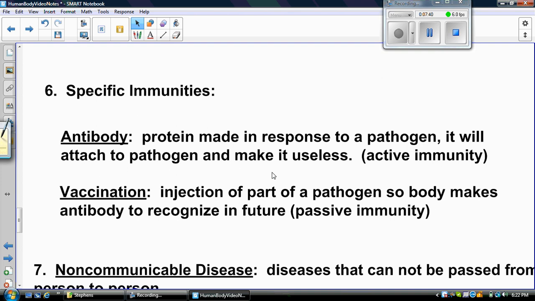And remember, when you do get a vaccination, if you're only getting part of the pathogen, it's not going to cause as much damage. So your body can fight it off really quickly versus getting a whole virus. So that's what passive immunity is, a vaccination. That's something that is given to you to help your immune system. Active immunity is something your body naturally does. So when you get sick, your body develops an antibody.